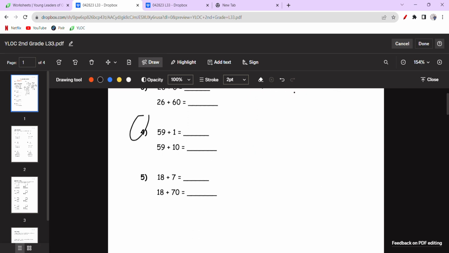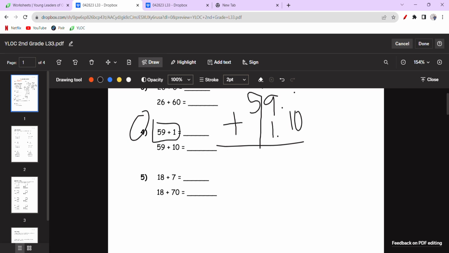Okay, let's do number 4. We have 59 plus 1. Same format here. We're going to put the larger number on top. Adding, not subtracting. See how it's neatly organized with the column? So then it's easier to differentiate. This is in the ones value, so 9 plus 1 equals 10.